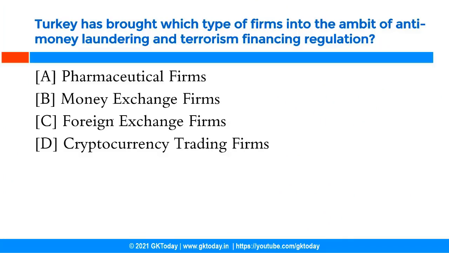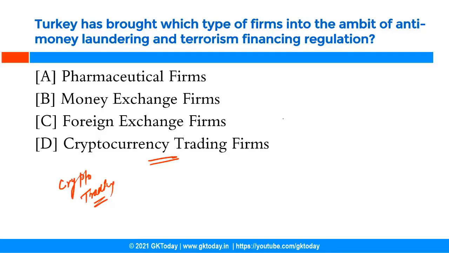Next question is, Turkey has brought which type of firms into the ambit of anti-money laundering and terror financing regulation? So recently, Turkey brought cryptocurrency trading firms into the ambit, that means within the scope, of this anti-money laundering and terror financing regulation. Please note that Turkey had already banned cryptocurrency trading.